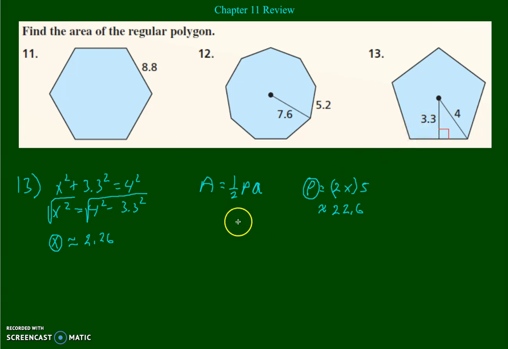So we can go ahead and solve the problem because we have P here, we have A here, and that gives us 1/2 perimeter from the memory of the calculator, times 3.3, which gives us an area of approximately 37.3.